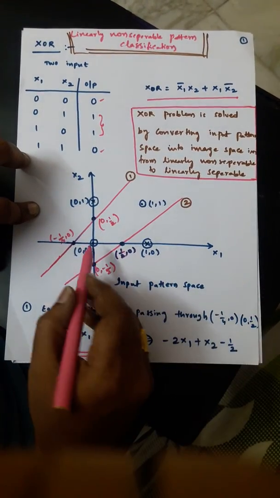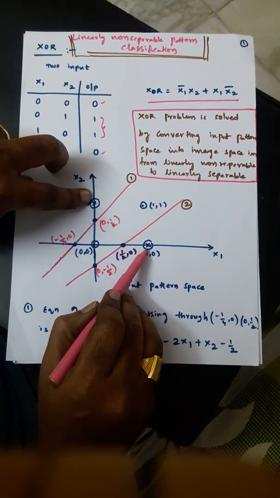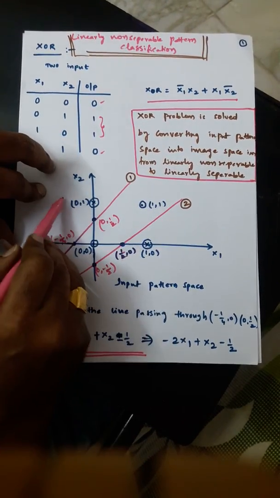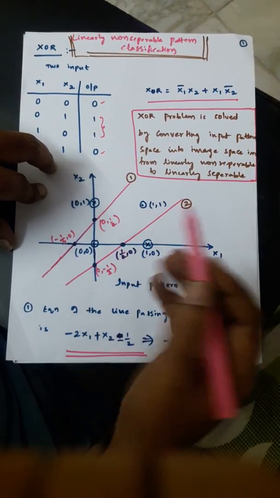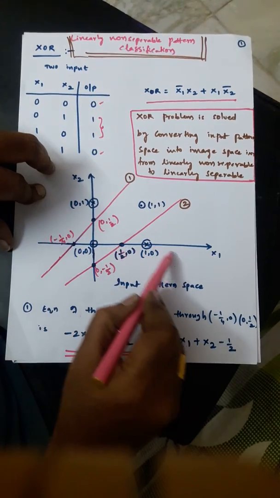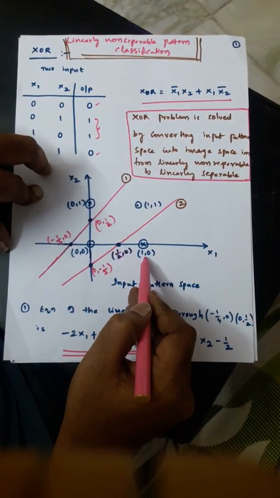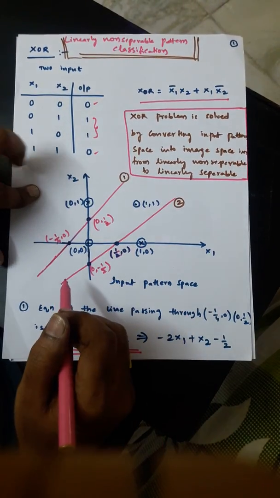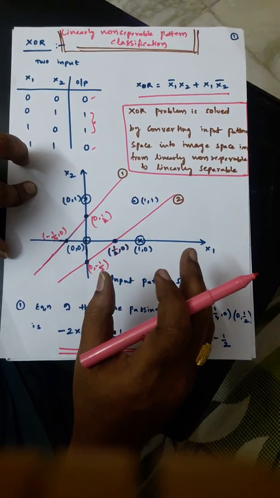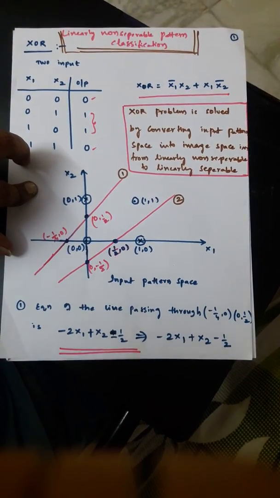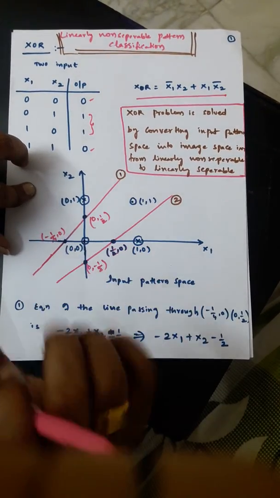Obviously, not at all possible. Why? Because see here, this and this belong to one class. I cannot draw a line like this where 1 1 falls on the other side, which is not correct. I cannot draw a line like this which indicates that 0 0 falls on the other side along with 0 1 and 1 0. Therefore, obviously I cannot divide the given input pattern space into two regions using a single line, hence it is called linearly non-separable pattern classification.